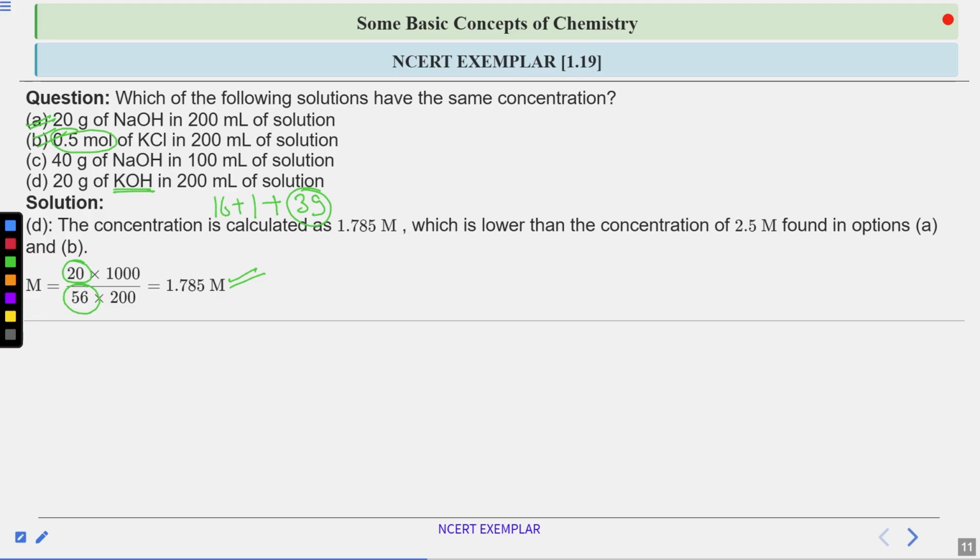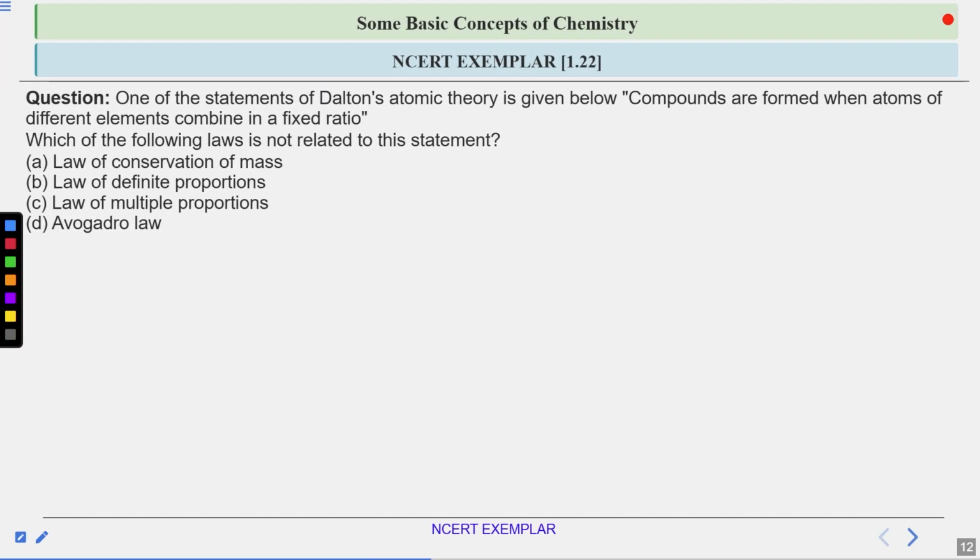Now moving on to the next question. One of the statements of Dalton's atomic theory is given: compounds are formed when atoms of different elements combine in a fixed ratio. This is a very conceptual question related to two topics. First is Dalton's atomic theory, and second is the law of chemical combination. You have to decide which of the four statements the given statement is not related to. Again, this is a multiple select one.